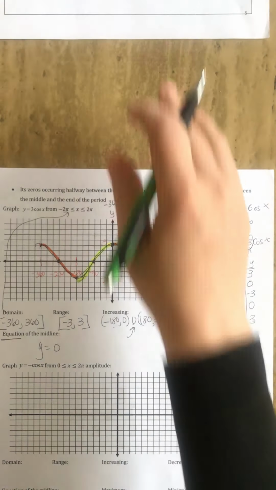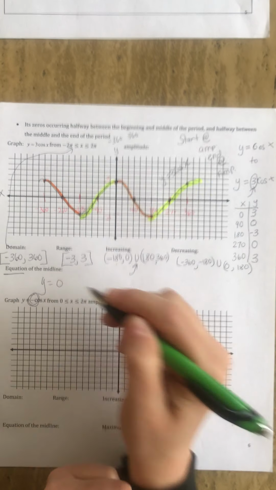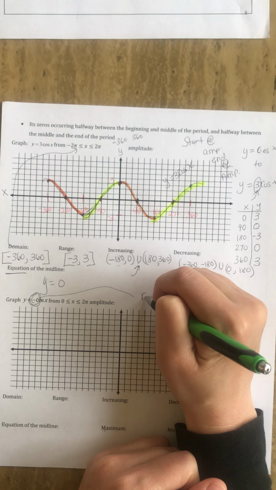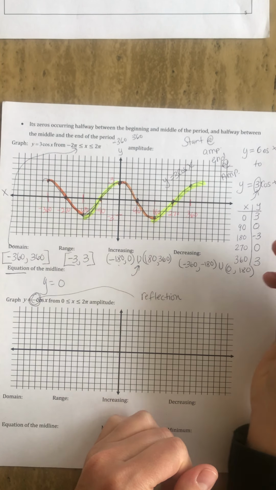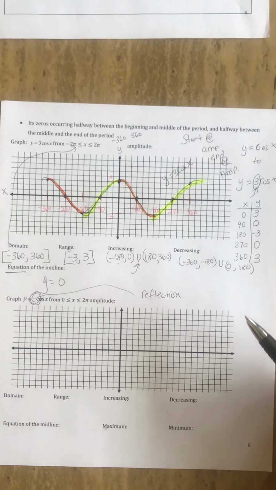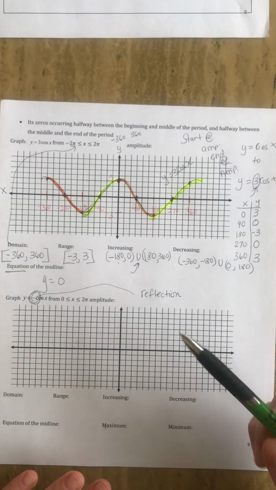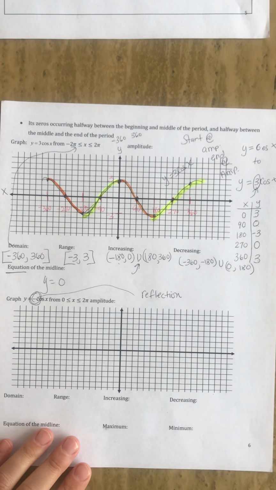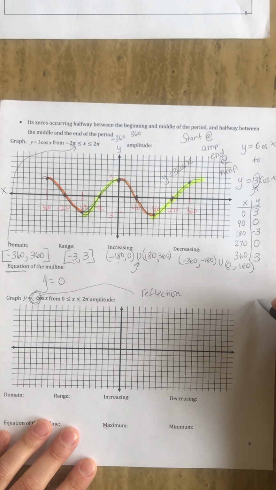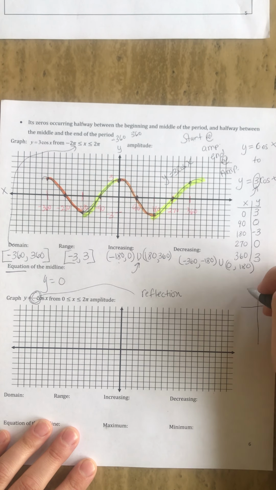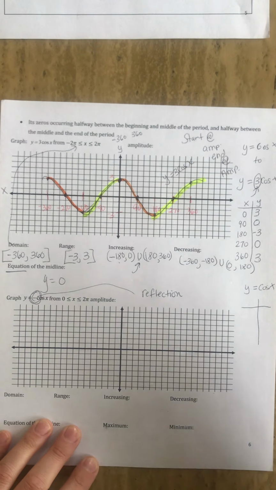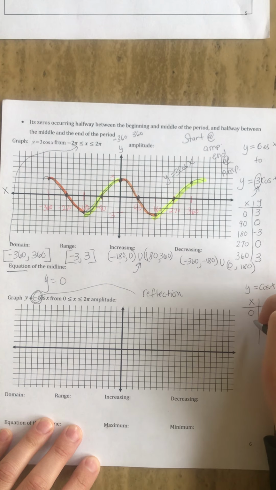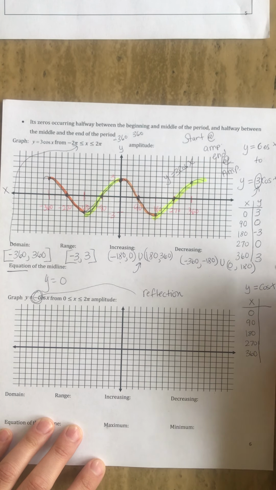Okay, and for cosine, we talked about this negative and what the negative means. The negative is a reflection. And just like I showed you guys step by step, I'm going to do that same thing here. Eventually, you guys can just reflect it naturally without showing what this reflection looks like. So the first thing I'm going to do is graph y is equal to cosine x. We're going to start with our 5 key points, starting at 0, 90, 180, 270, 360.